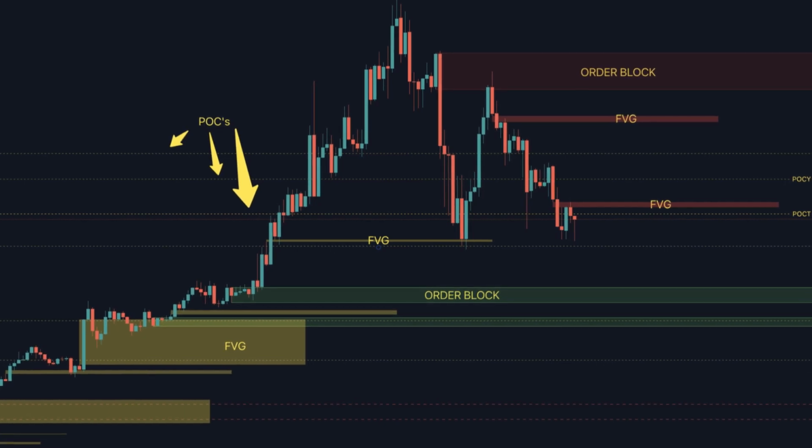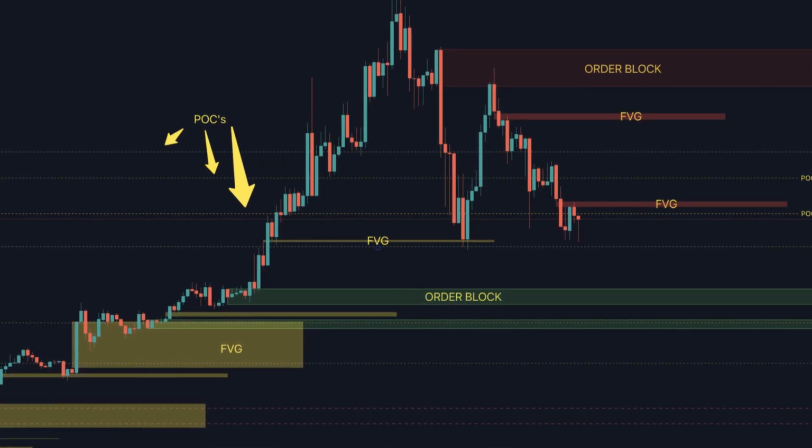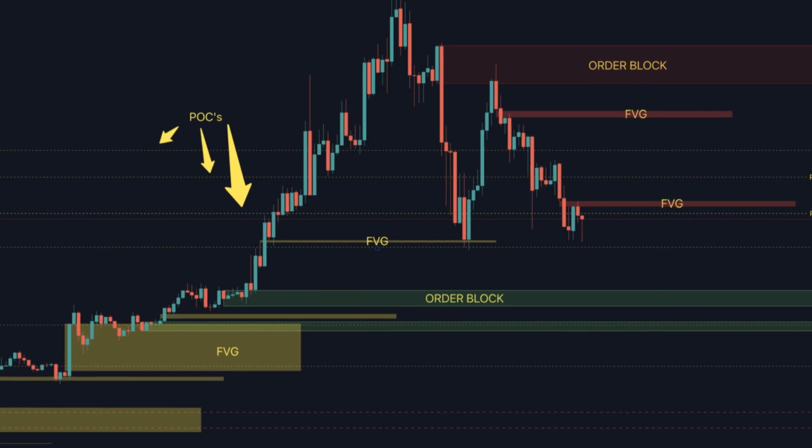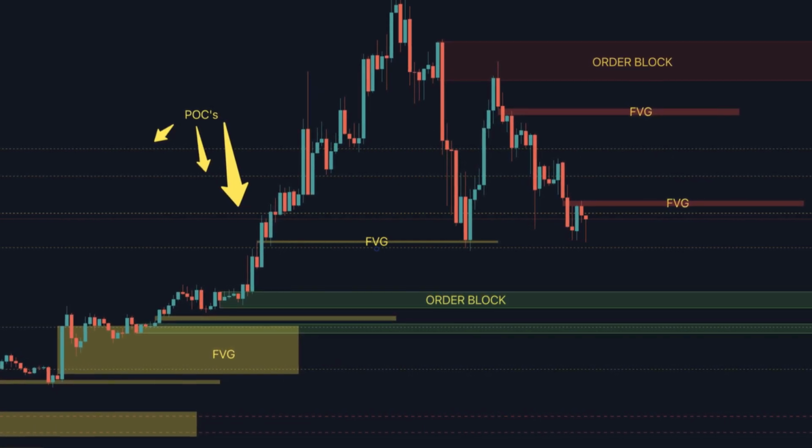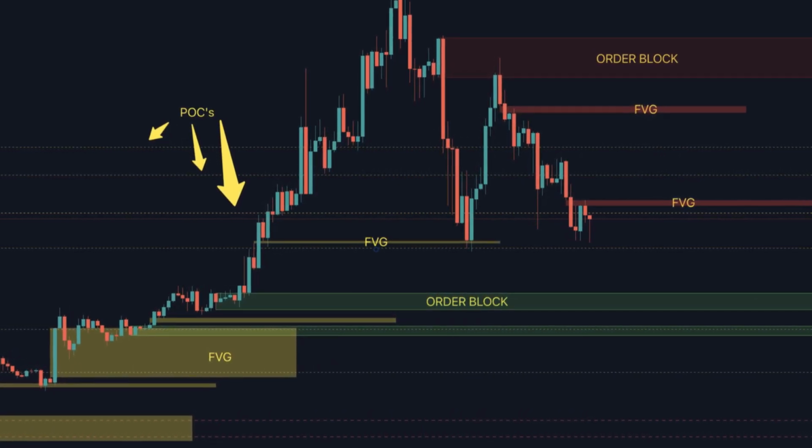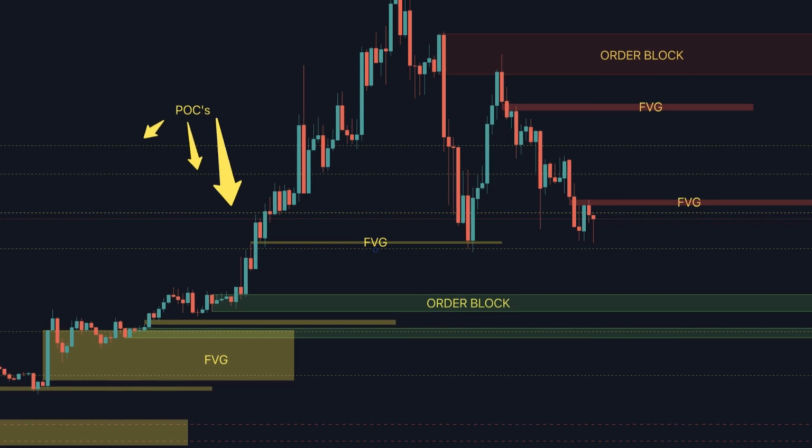Imagine having a roadmap that points to the most likely areas for price to react. That's the power of combining fair value gaps, order blocks, and points of control.